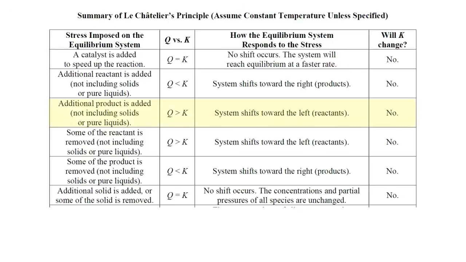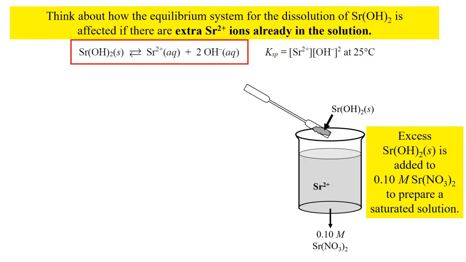So consider this row of the table. If additional product is added to an equilibrium system, then Q becomes greater than K, and the system would experience a shift from right to left. In other words, there should be a net conversion from products to reactants, and that's what's going on in this particular situation. As you can see, on the left, we have solid strontium hydroxide in this equation, and on the right, we have both aqueous strontium ions and aqueous hydroxide ions.